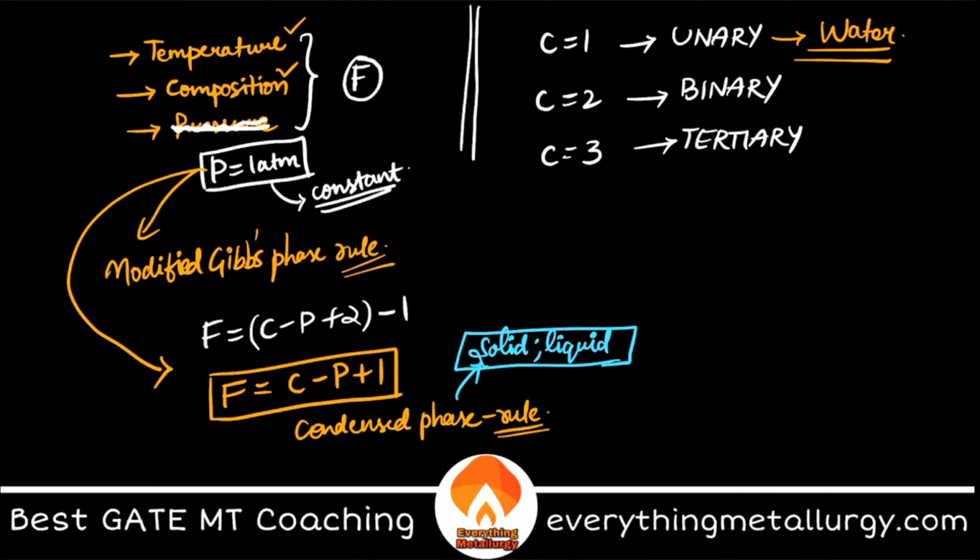Okay. Now, one more question I wanted to ask you is what can be the minimum and the maximum possibility of F. What can be F minimum and what can be F maximum? Anybody want to take this? What can be the minimum number of degrees of freedom a system can have? And what is the maximum number of degrees of freedom a system can have?